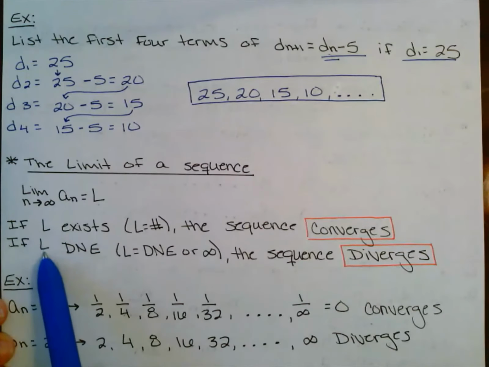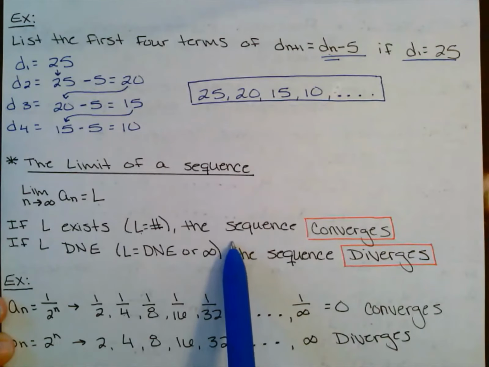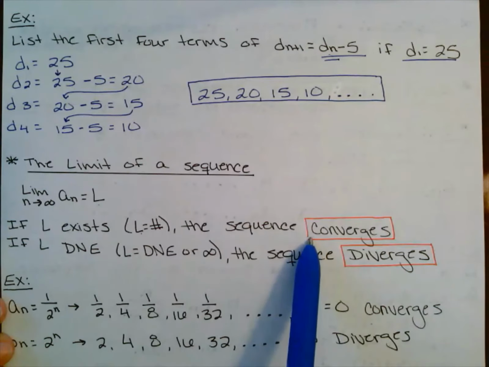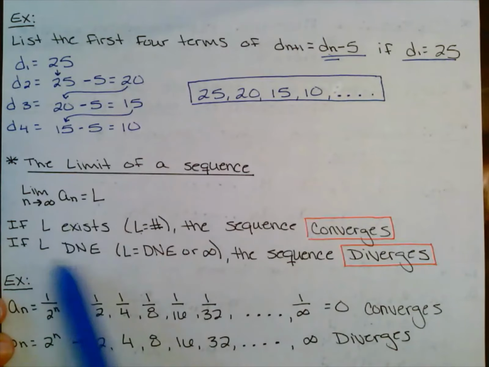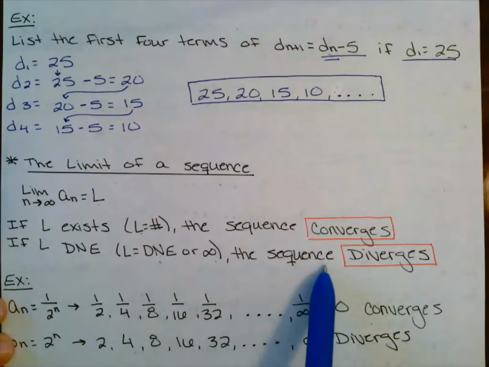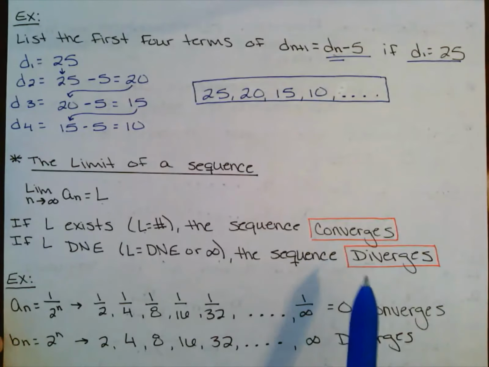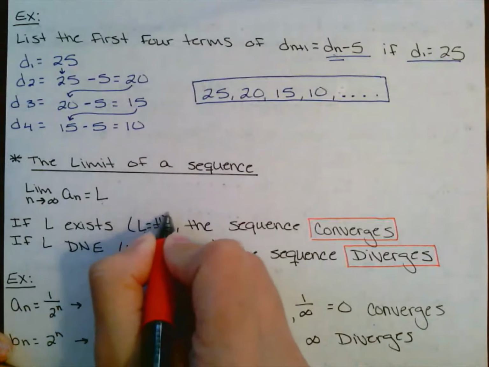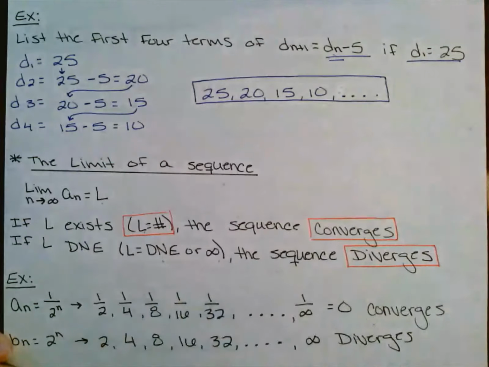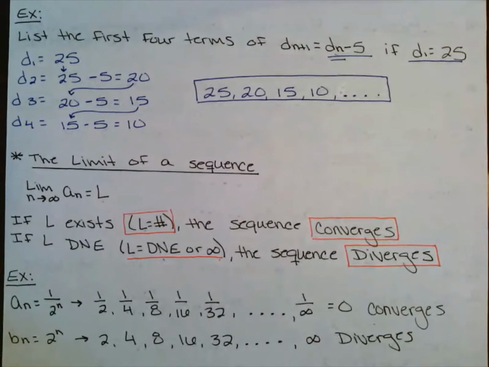So they're telling you if that number L exists, meaning it's an actual number, the vocabulary word that we're going to learn here is that we call that sequence converges to a number. If that number L that comes out does not exist, meaning you get DNE or an infinity, then we say that that sequence diverges. Two very important vocabulary words, converges and diverges, that you're going to use throughout this entire chapter. So, really quick, easy go-to. If you get a numerical answer, you can say it converges. If you get does not exist or infinity, you can say that it diverges, okay?